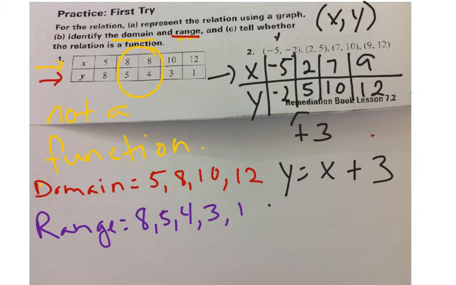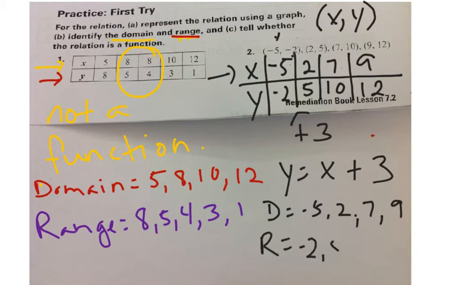And then, of course, the domain is negative 5, 2, 7, and 9. And our range, all of our y's, is negative 2, 5, 10, and 12. And when you get into higher levels of mathematics, you're going to word it a little differently. For example, all real numbers. But in 6th grade, all you need to do is list the numbers.